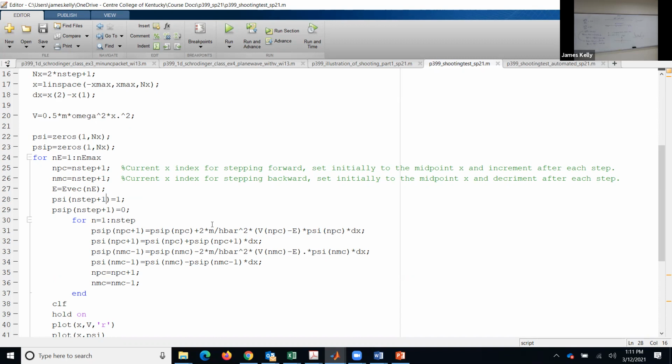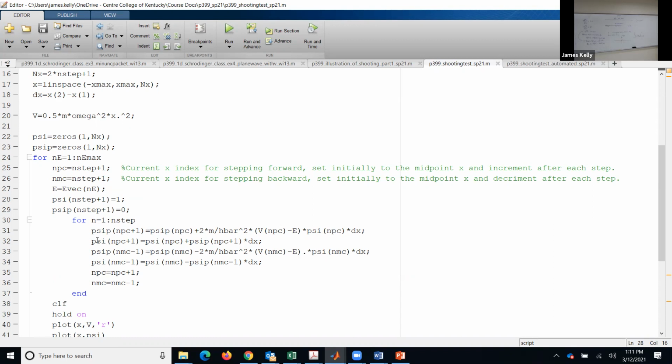And then I have to do that step forward and step backward process. So I'm going to say n step is 50. I'm going to take 50 steps forward, and at the same time, I'm going to do 50 steps backwards. Psi prime at the next index for stepping forward is equal to psi prime at the current index for stepping forward plus the other stuff that's in the differential equation.